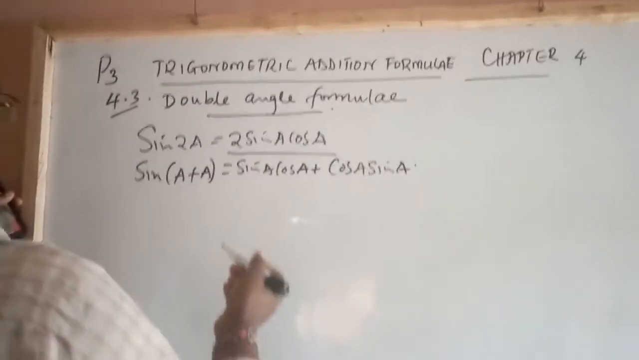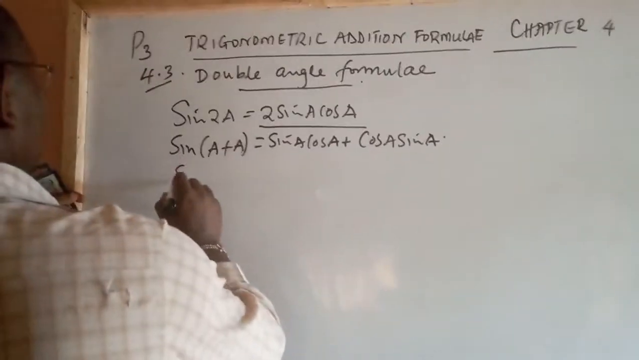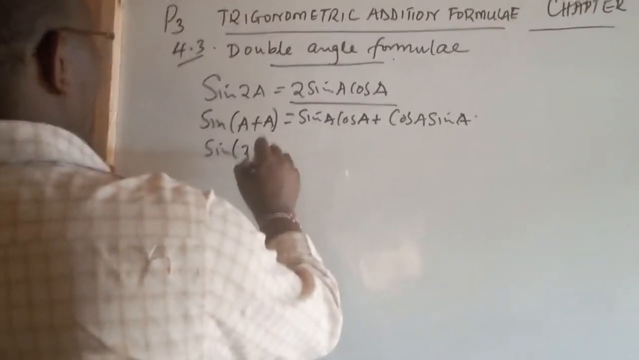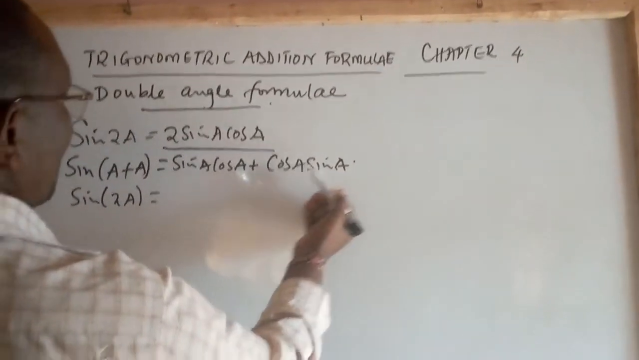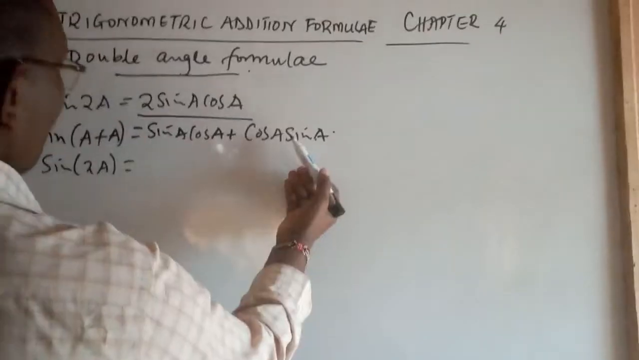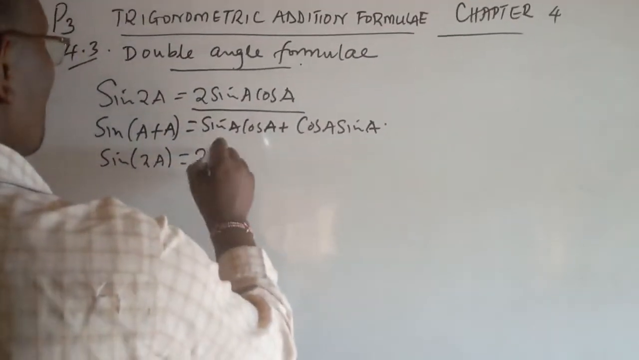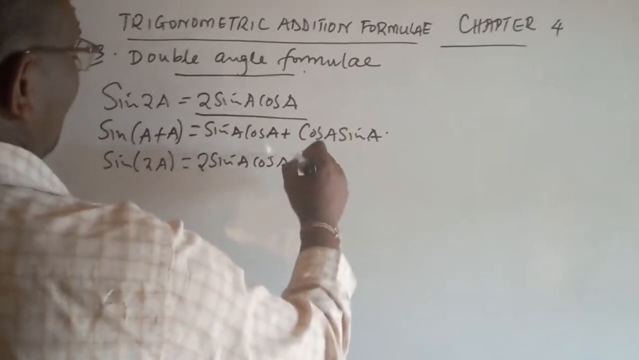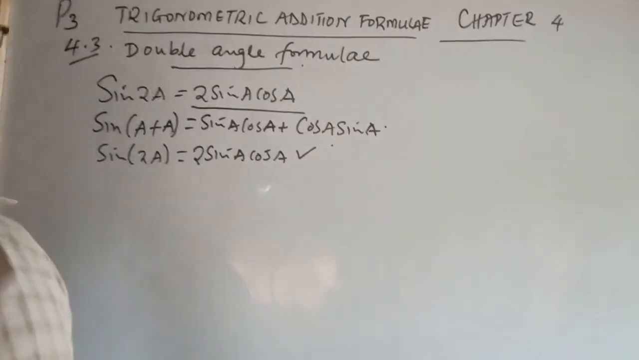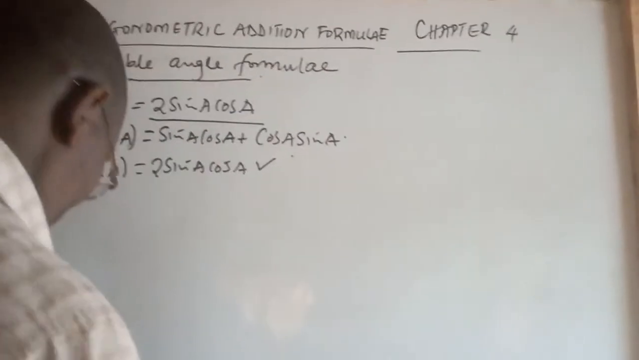And this is easily sine 2A becoming sine A cos A plus cos A sine A. This is the same as this and gives us 2 sine A cos A. And that is how easily it can be proved.